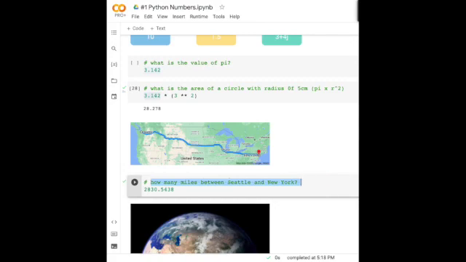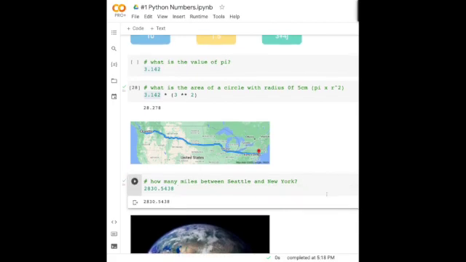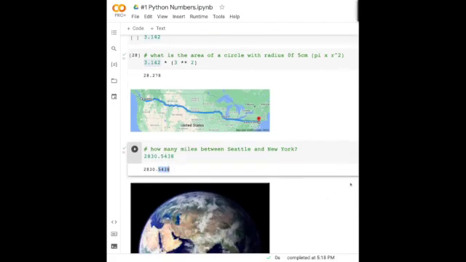How many miles are there between Seattle and New York? 2,830.5438 miles. So depending on the level of accuracy that you're needing, you can have as many decimal points.